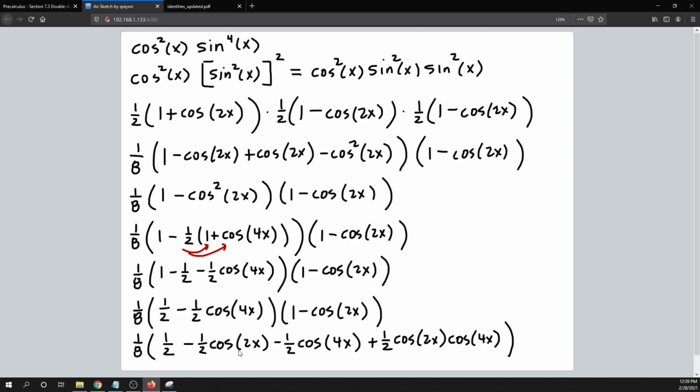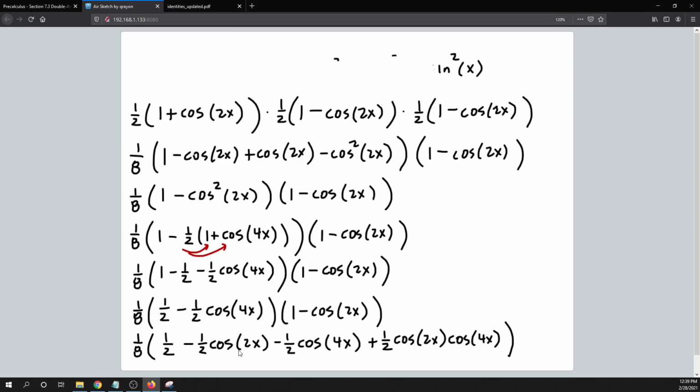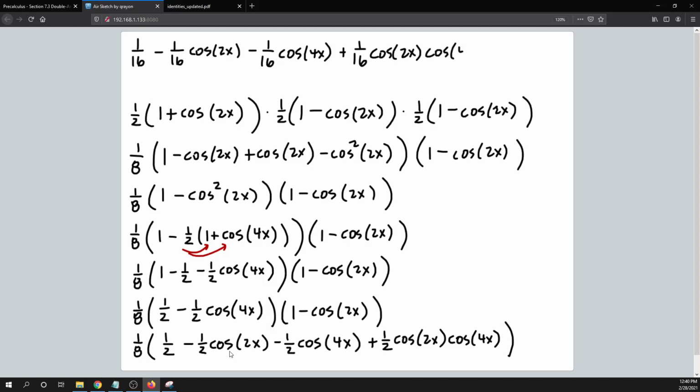But I'll have to erase the top two lines to make a little room. All right, and then when I distribute that 1/8 through the parentheses down here, 1/8 times 1/2 is 1/16. Then it's going to be minus 1/16 cosine 2x, minus 1/16 cosine 4x, plus 1/16 cosine 2x cosine 4x. All right, and that is it for this example.